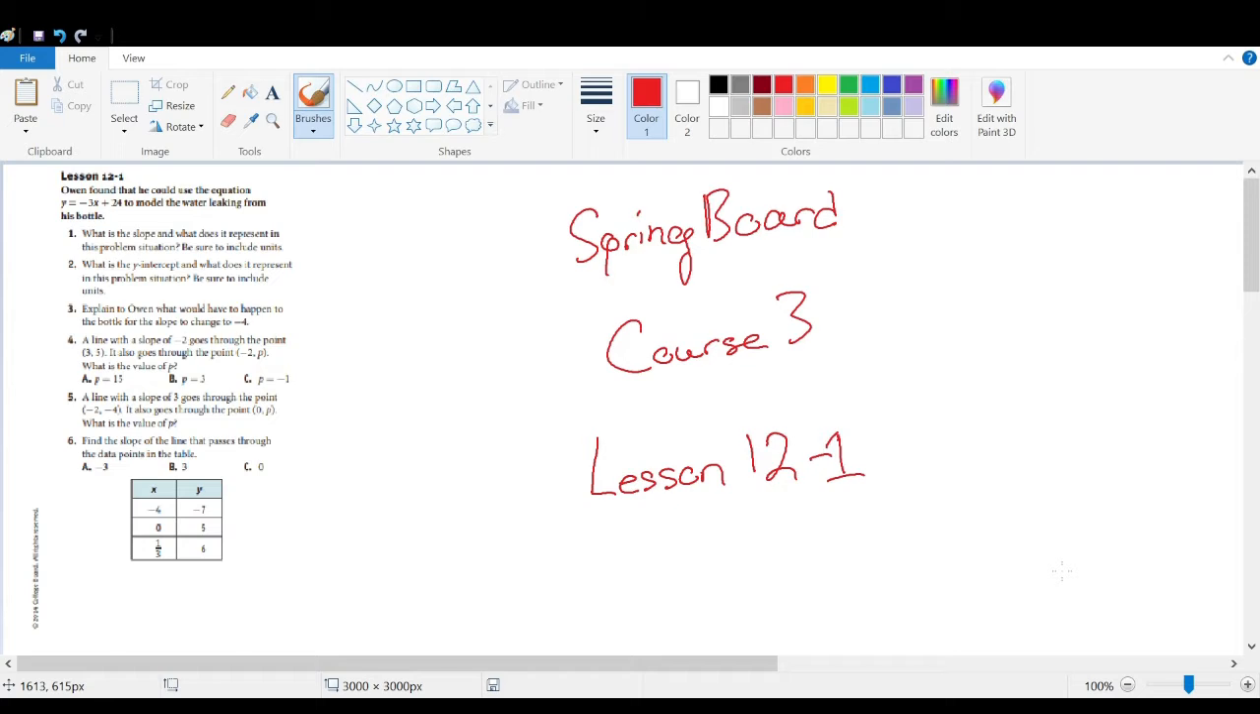Today we're going to be covering SpringBoard Course 3, Lesson 12.1 on page 159 of your textbooks. I'll repeat that again, page 159 of your textbooks. So this activity generally has to do with equations in slope-intercept form, I'm very sorry, in slope-intercept form. So without any further ado, let's just get started.